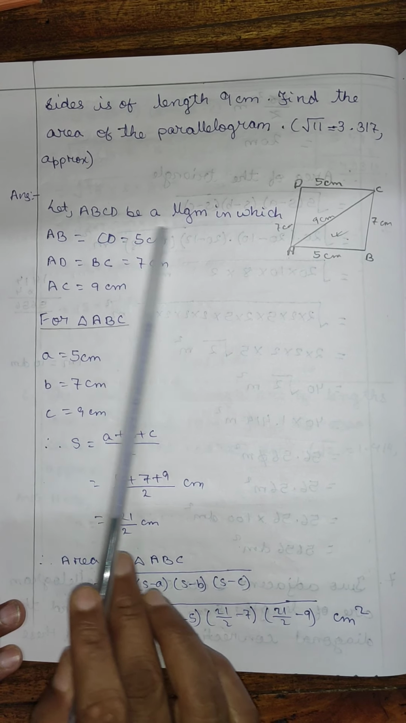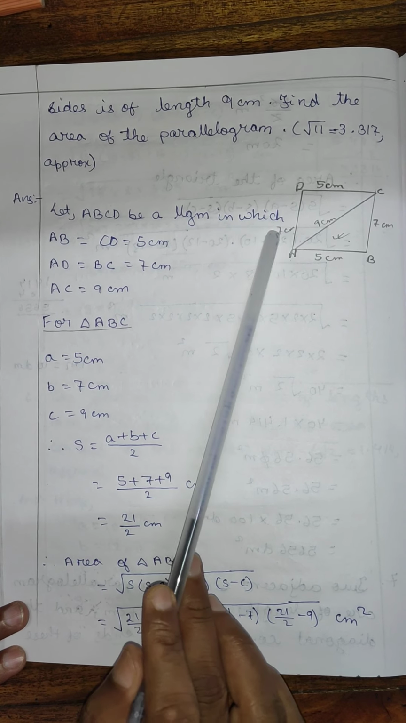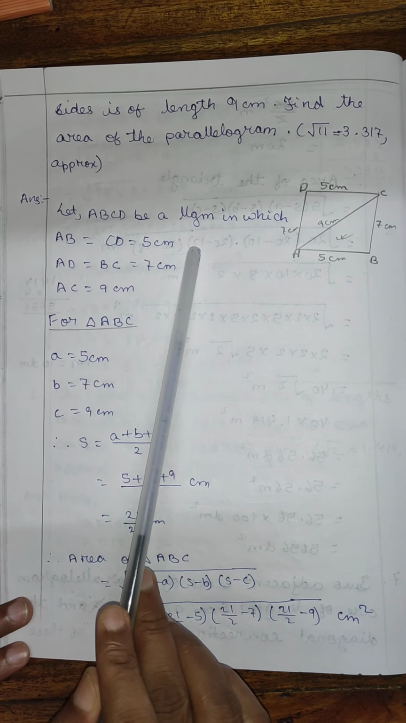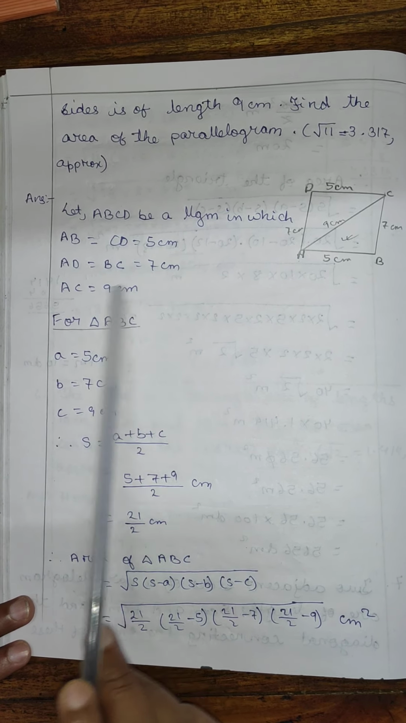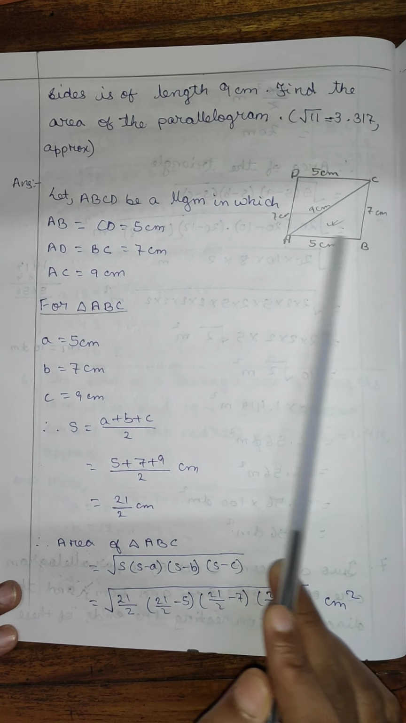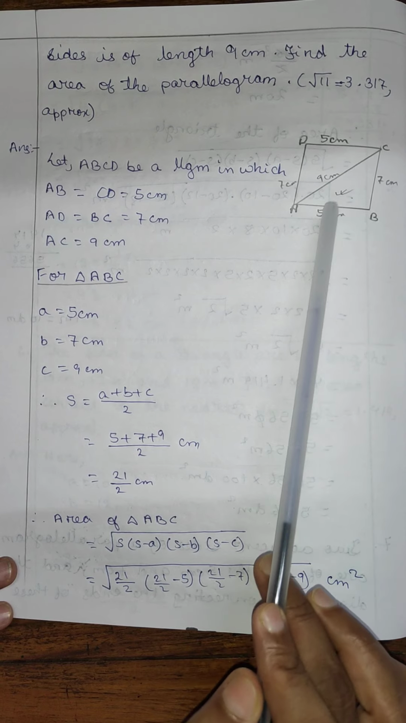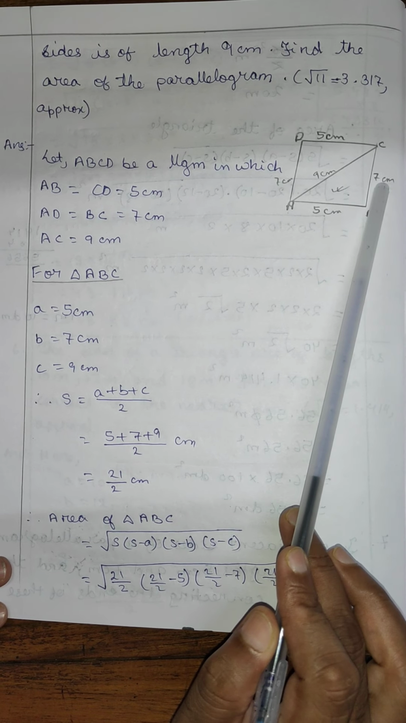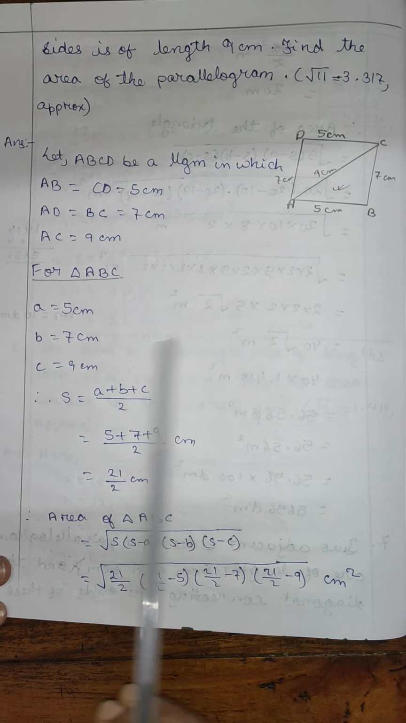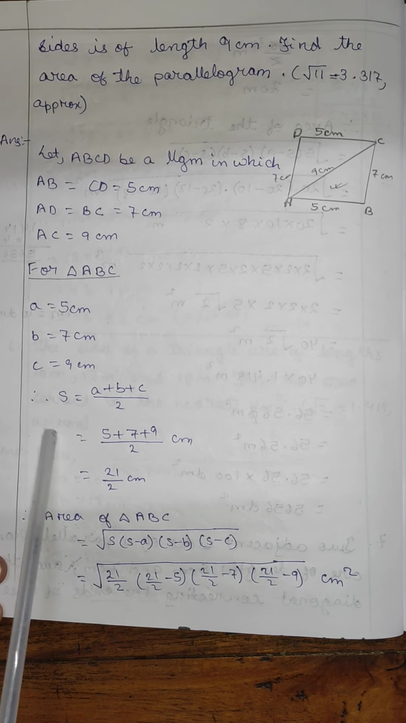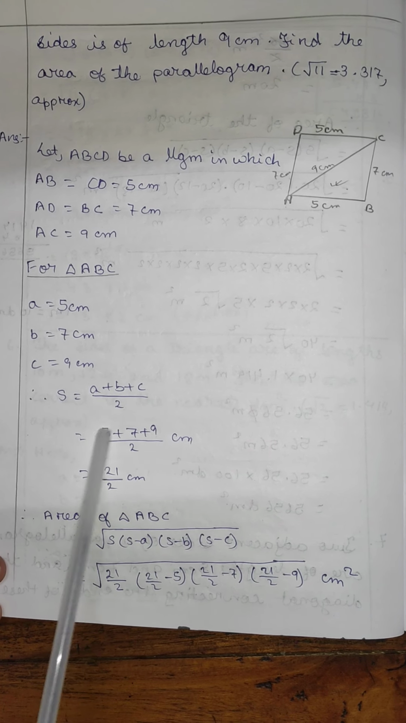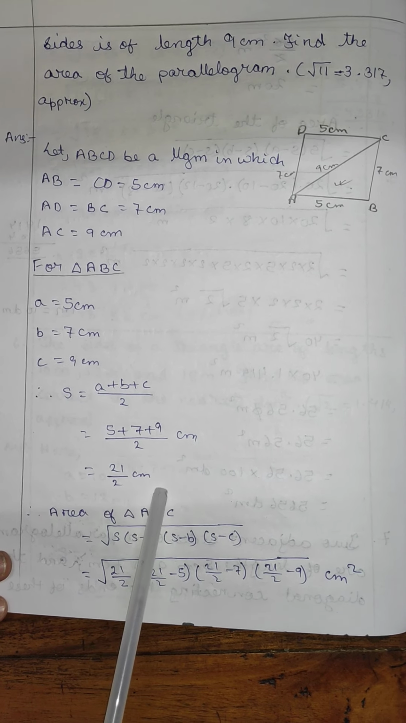The first introduction part you have to write. Let ABCD be a parallelogram in which AB and CD both are 5 cm, AD and BC 7 cm, AC is 9 cm. You will take this triangle ABC now. Apply Hero's formula to get this area. A is 5 cm, B is 7 cm, C is 9 cm. Then calculate semi perimeter, (A plus B plus C) by 2. After adding, it is coming out 21 by 2 cm.